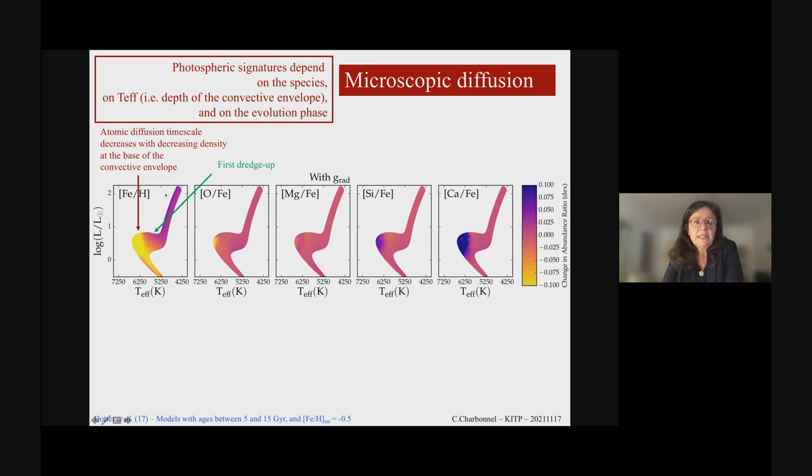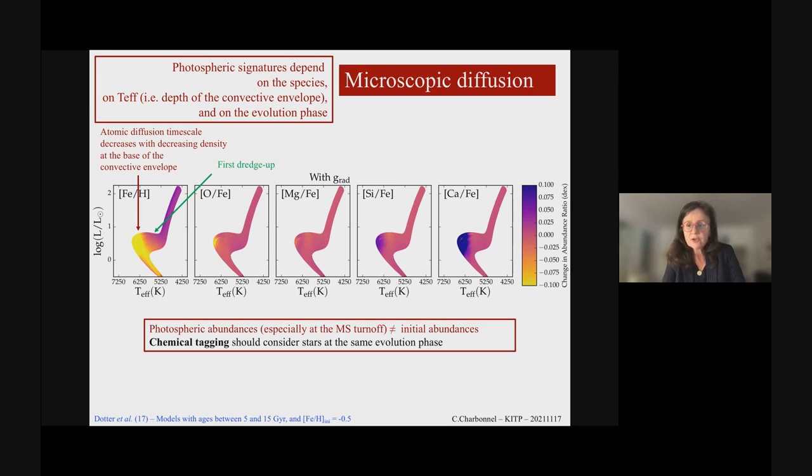The other thing you see is that it also depends on the evolution phase. So this is more efficient at the turnoff. And you see that for the red giant stars, there is actually no more variation. It's simply due to the first dredge-up, when the convective envelope engulfs the regions where atomic diffusion has accumulated the elements. So when people do some chemical tagging, they should absolutely consider stars at the same evolution phases.